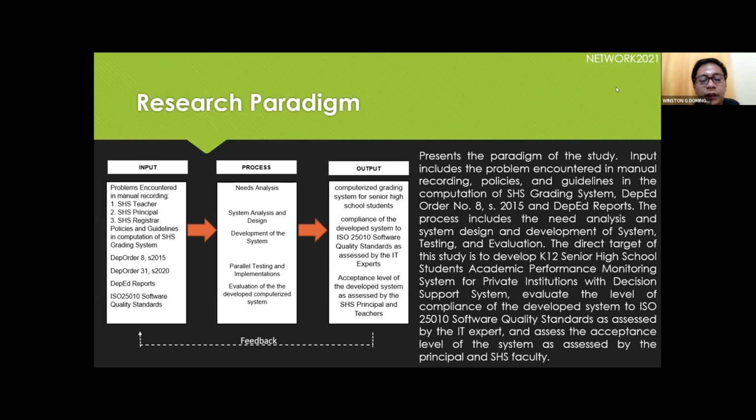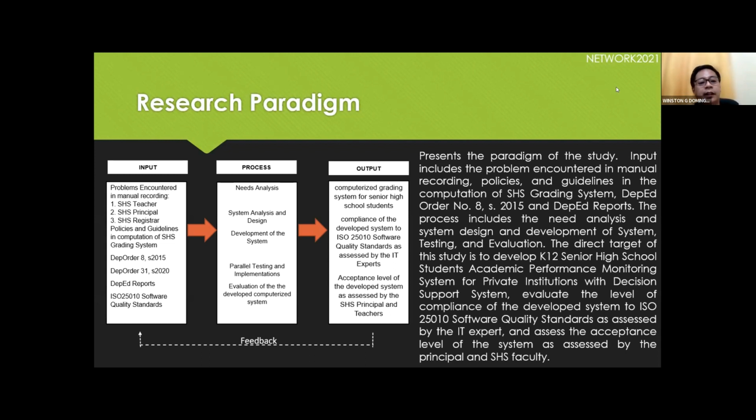Okay, the research paradigm of this study. I use the format of the research paradigm which is the IPO: input, process, output. We have the input, the problems encountered in the manual recording. What are the problems encountered by the teachers? What are the problems encountered by the principals and even the registrar of the senior high school in terms of the grading of the students, the synchronization of the grades of the students, and the performance monitoring or academic performance of the students, on the part of the teacher, the principal, and even the registrar?